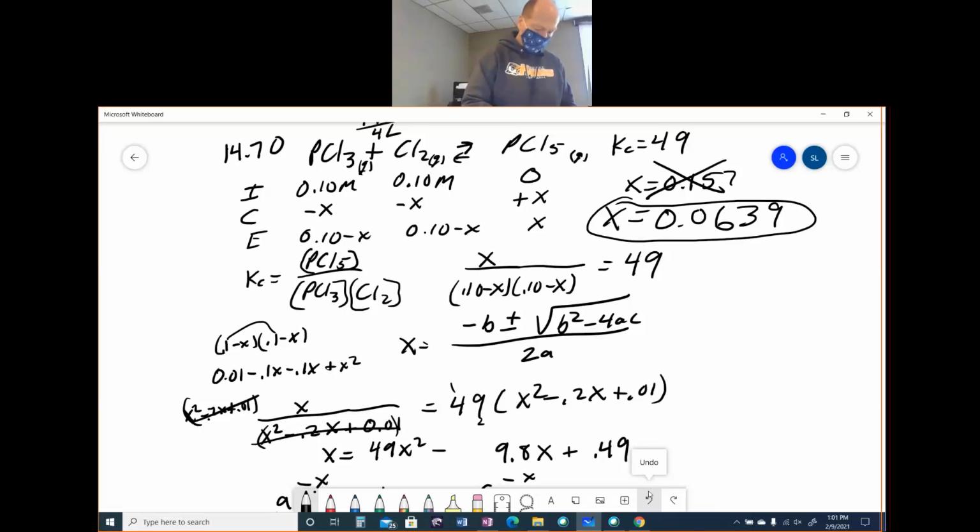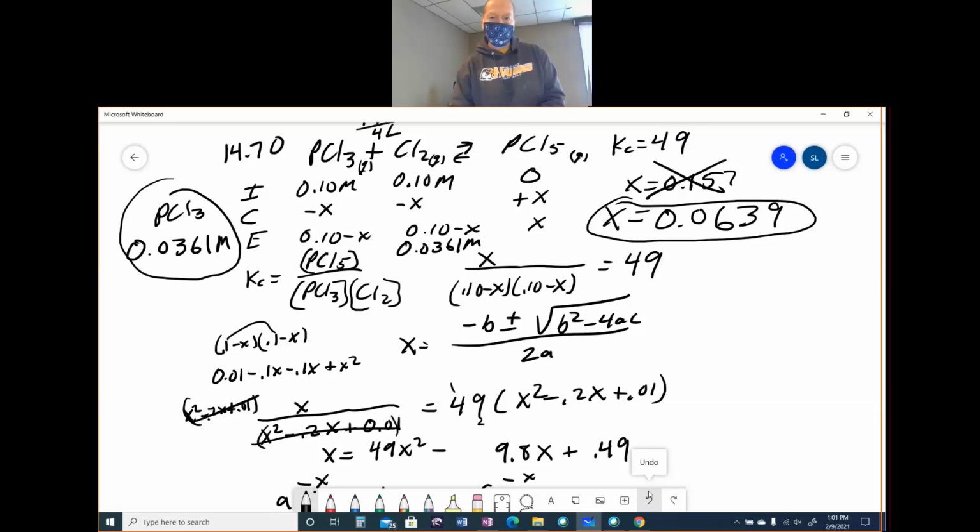And then 0.1 minus 0.0639, you get your 0.0361. And your 0.0361. So that's your concentration for both your PCl3 concentration and your Cl2 concentration. And then your PCl5 is the 0.0639 value. That is your molarity for your PCl5 at equilibrium. All right.